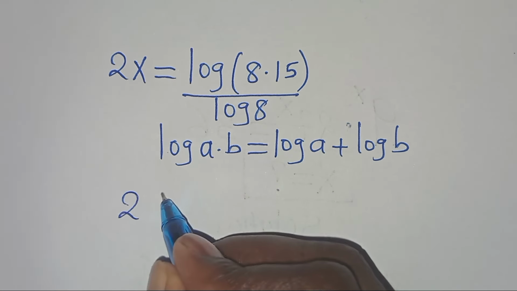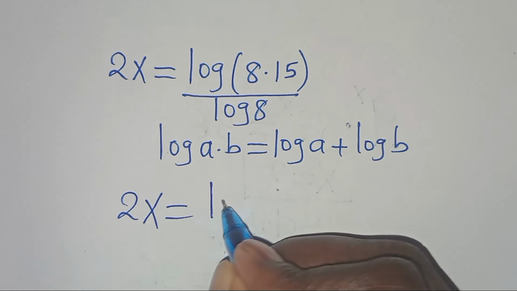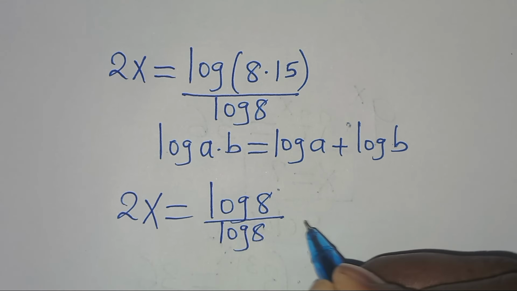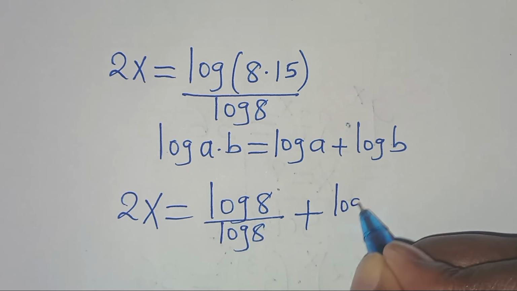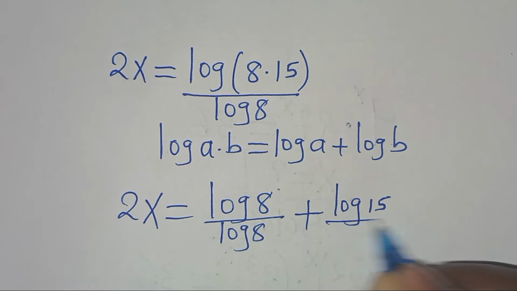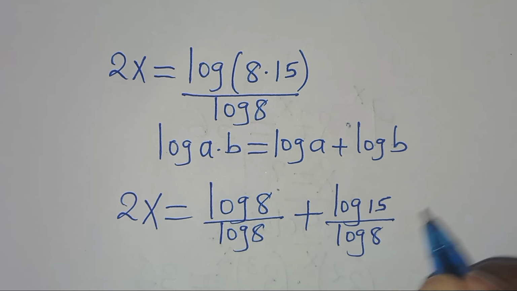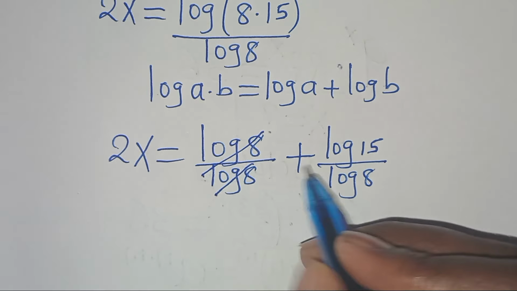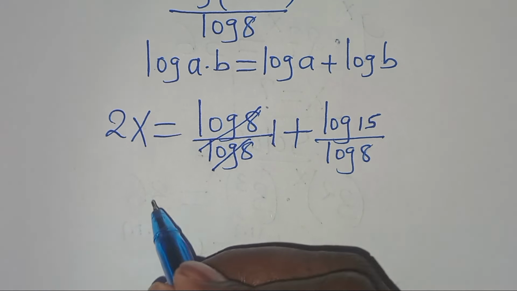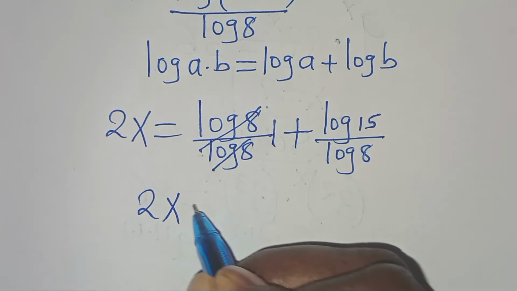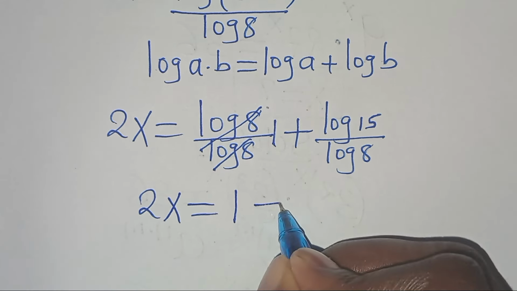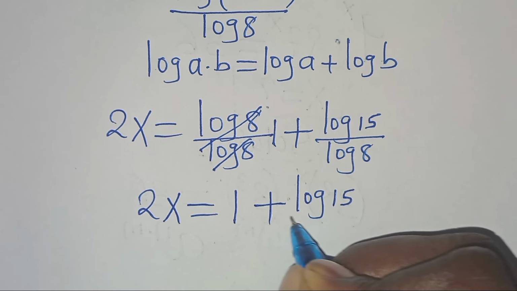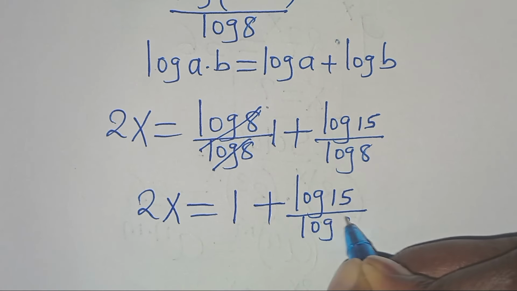Now applying this logarithm property, then we have 2x. This is equal to log 8 divided by log 8. Then plus, this is log 15 divided by log 8. So we can simplify here, log 8 and log 8. So this is 1. So that we have 2x. This is equal to 1 plus, this is log 15 divided by log 8.